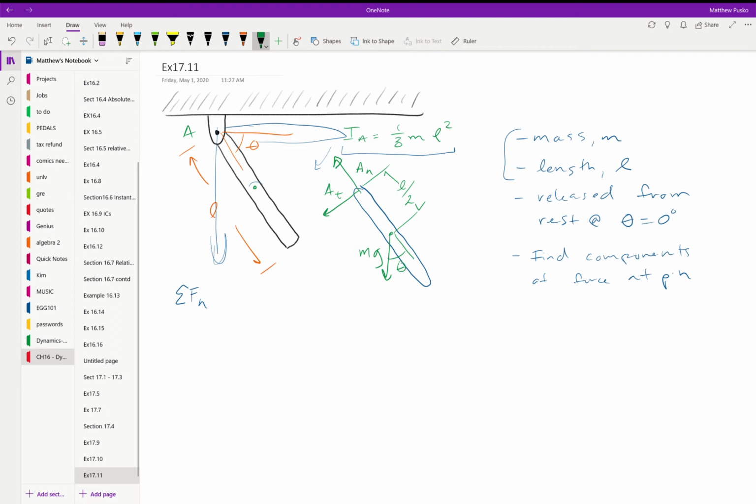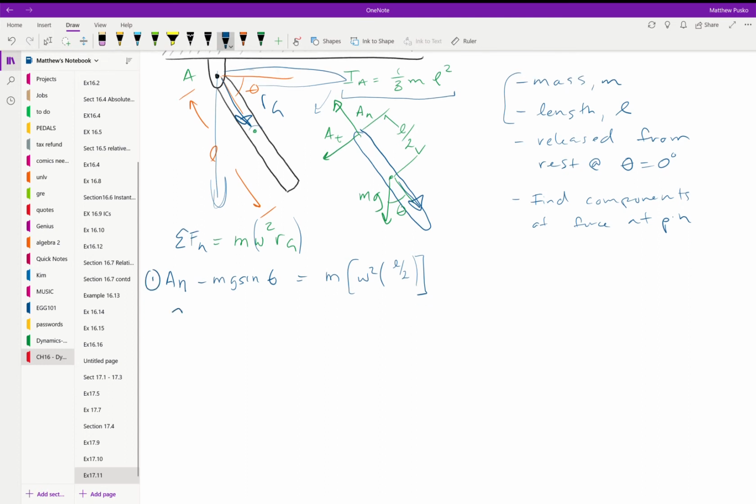All right, so if I sum the forces in the normal direction, I get m omega squared r_G. Remember that from the lectures on 17.4. This is our acceleration, right? So it's just Newton's second law rewritten. We have a normal force at A minus mg sine theta. That would be this component right there. And that's equal to m omega squared, but we're looking at L over 2. That's the r_G. Alright, hold on to that. It's equation number 1.